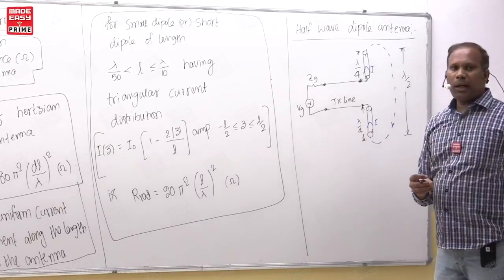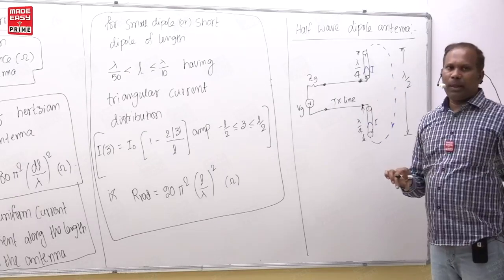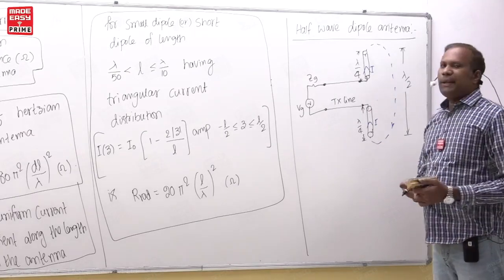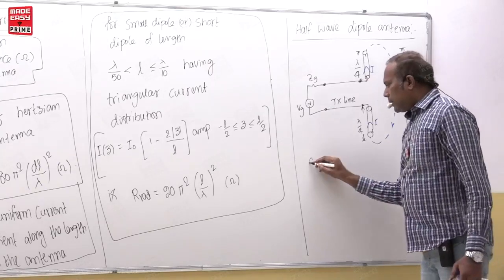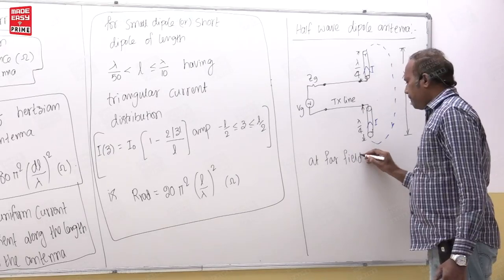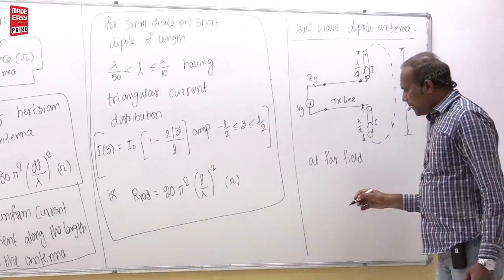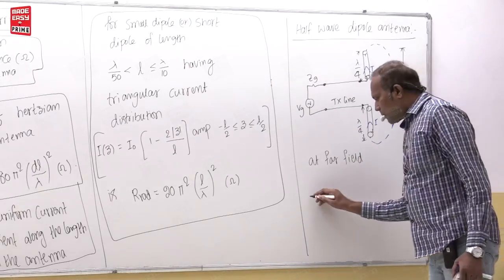the radiation resistance formula you have to remember, and the input impedance formula you have to remember, and also the magnetic field at far field you have to remember. So at far field, that means only the 1 by r term is there.